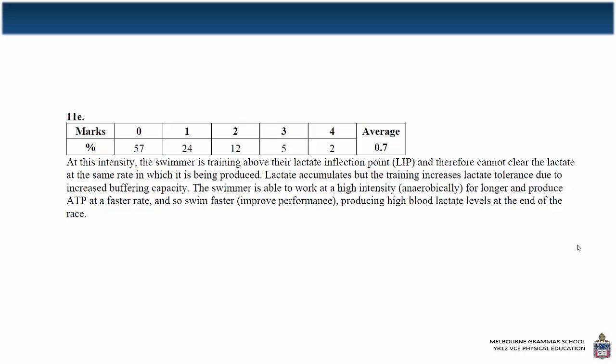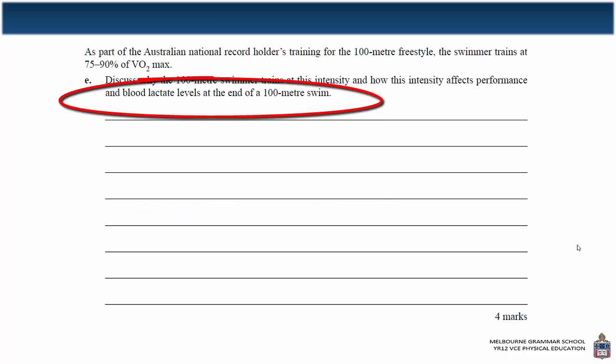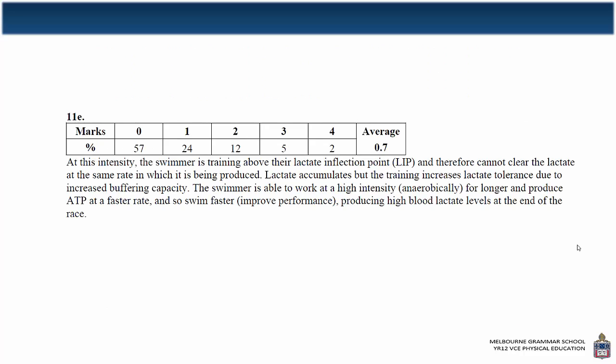So lactate accumulates, but the training increases lactate tolerance, and that was really important as well. The swimmer is able to work at a higher intensity for longer. So now we're talking about the outcome. And the other important point, because it asks specifically about blood lactate levels at the end of a 100 metre swim: blood lactate levels will be through the roof at the end of a 100 metre swim. There's no way you'd be in balance. So producing high blood lactate levels at the end of the race would be really important as well.